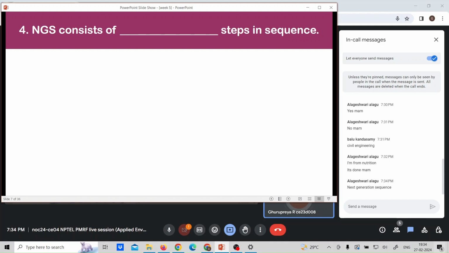We have multiple methods and a few techniques called next generation sequencing, and we have a common methodological scheme for it. Are you aware of it? This was also briefly discussed in the lecture videos of week 5.